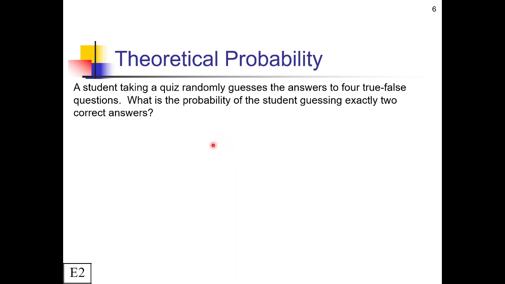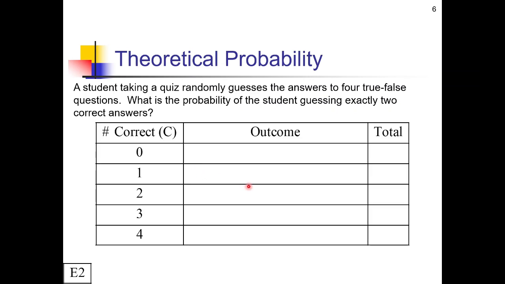If you're going to use that approach, which is kind of what I'm showing at this point, it's not a bad idea to draw a little table. So in this table, you have maybe the number of correct answers, different ways of getting that number of correct answers, and then the total number of ways of getting those correct answers. So with this in mind, pause the video and see if you can figure out this theoretical probability.